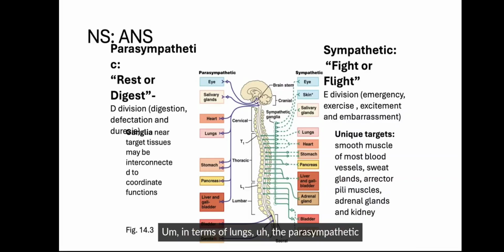In terms of lungs, the parasympathetic causes bronchial constriction. So it causes all the airways to constrict. Again, you're sitting on your couch watching your favorite show. What do you need all that oxygen for? Right? So you have bronchial constriction.